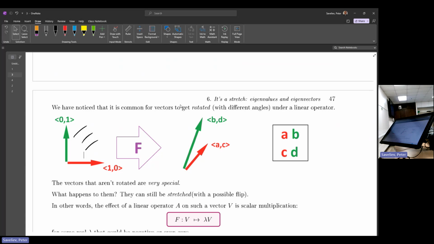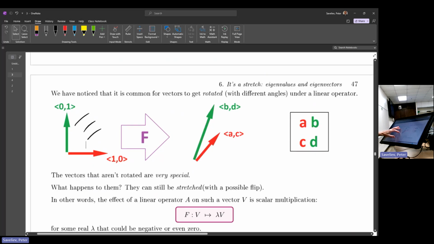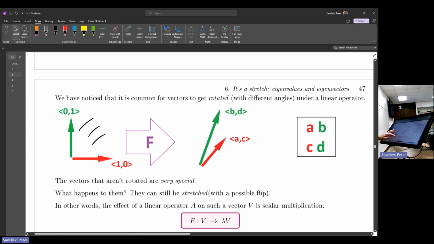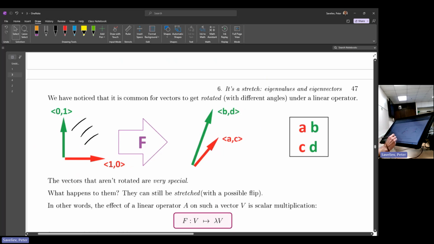So we ask the question: are there special directions along which there is no rotation, but there is only a stretching? Okay, so that's what this equation says. This here in the box, a vector is given. Okay, so well, let's write.